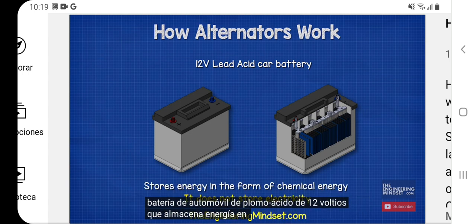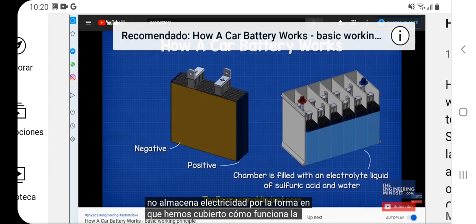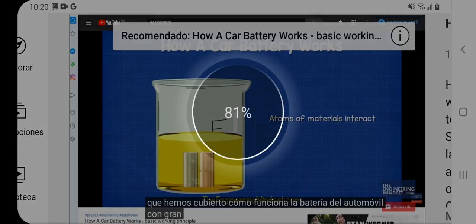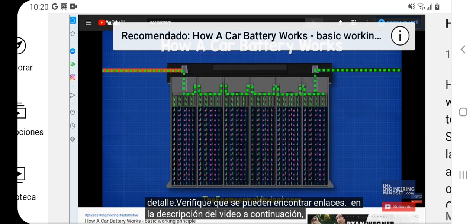This stores energy in the form of chemical energy. It does not store electricity. By the way, we have covered how the car battery works in great detail. Do check that out, links can be found in the video description down below.